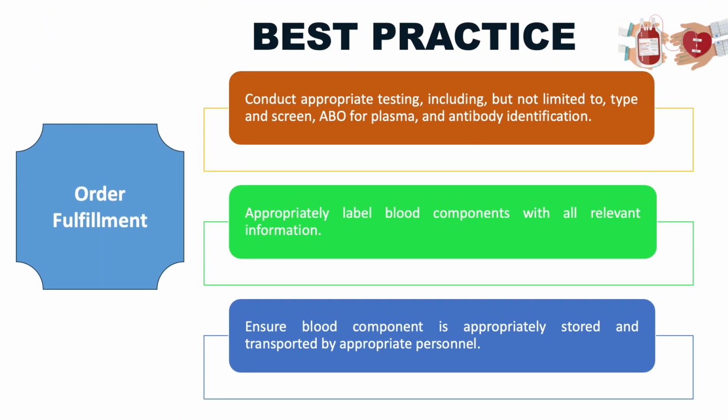The next best practice is order fulfillment. Here, we have to conduct appropriate testing, including but not limited to the blood type and screening, ABO compatibility for plasma, and antibody identification. The next is to appropriately label blood components with all the relevant information, and to ensure the blood component is appropriately stored and transported by appropriate personnel.